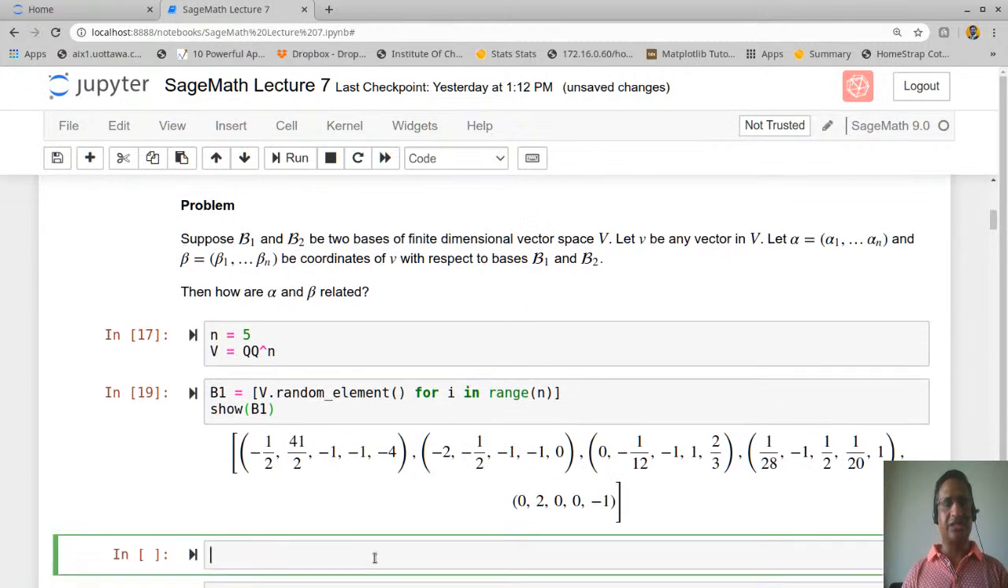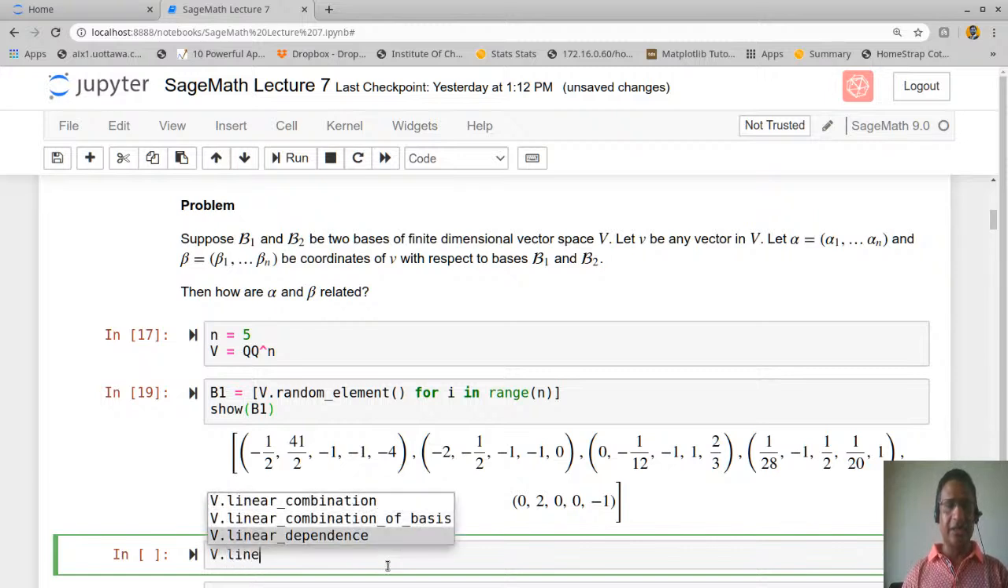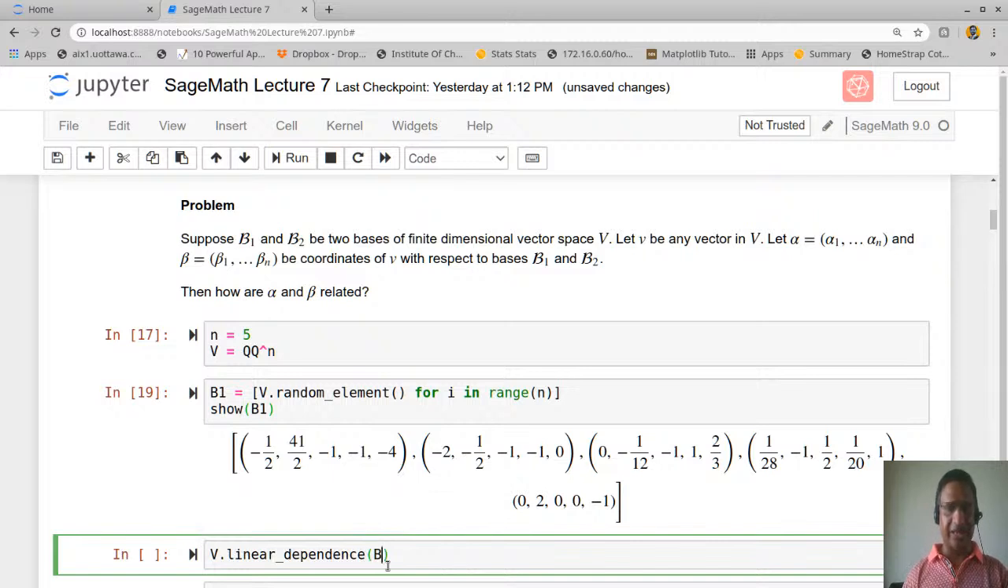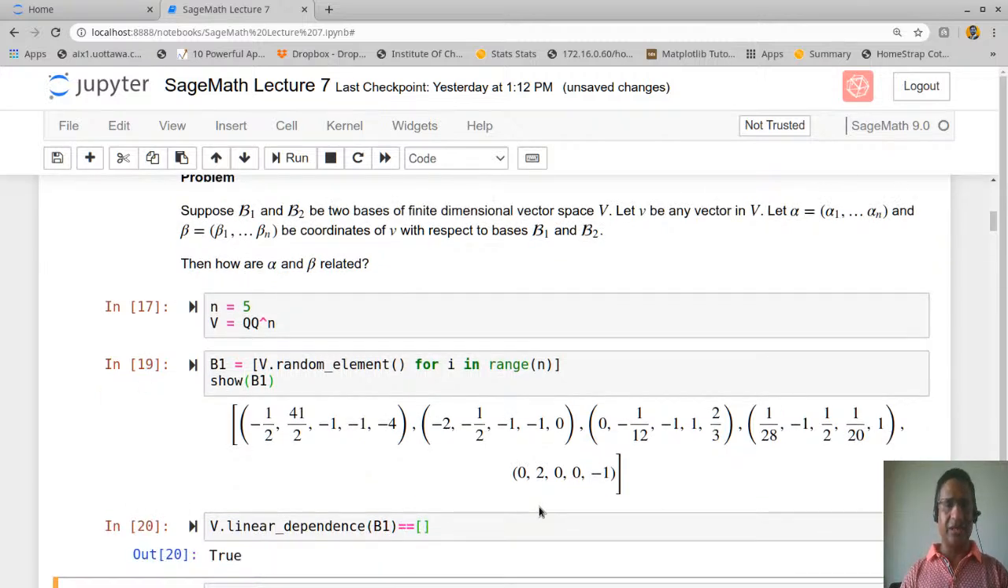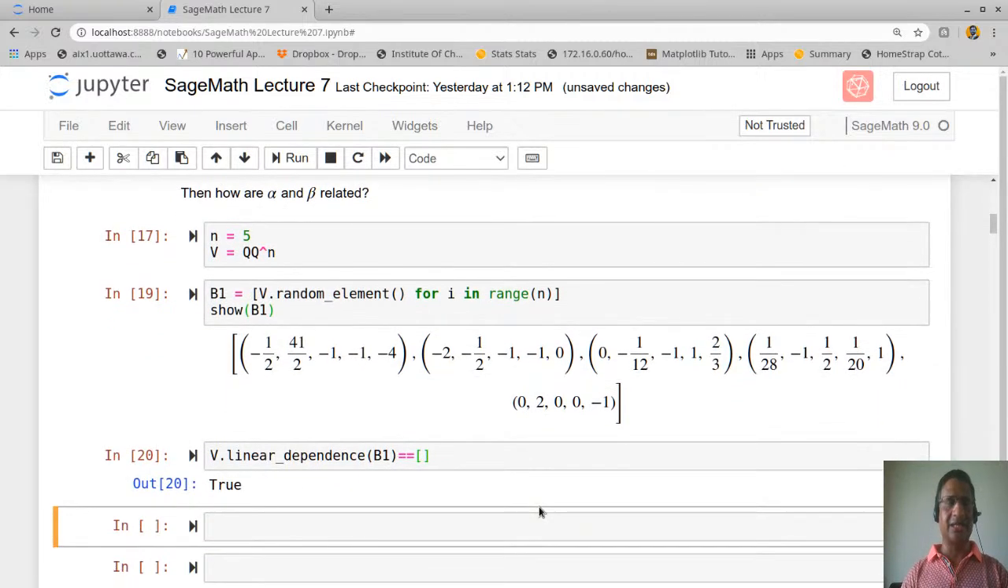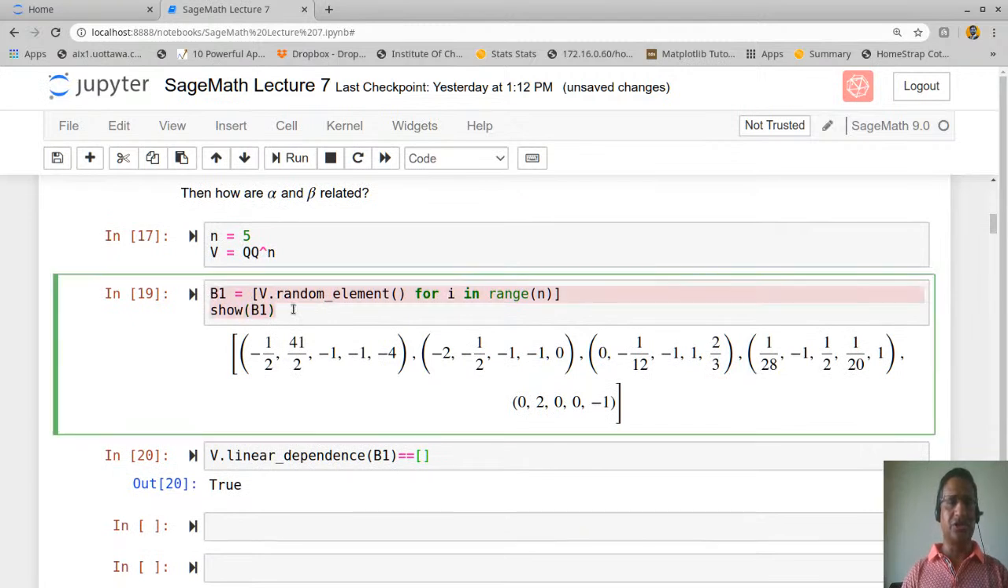Let us check whether this is a basis. That means we should check whether this is linearly independent. How do I check that? We have to say v dot linear dependence of b1, and in case this gives you an empty list, it will be linearly independent. So that's correct. So this is the first basis.